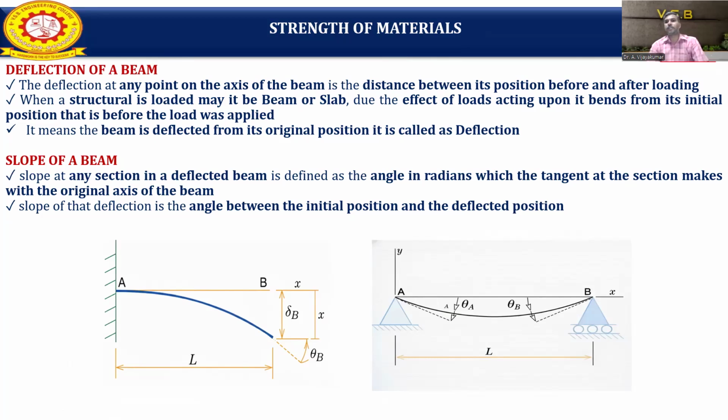So how do we define the slope of the beam? It is the angle between the initial position and the deflected position. What is the initial position? When you are not applying load, that is the initial position. After that, some deflection will occur, and the angle that results is what is called the slope of the beam. Based on this, you can find the deflection of the beam and the slope of the beam.